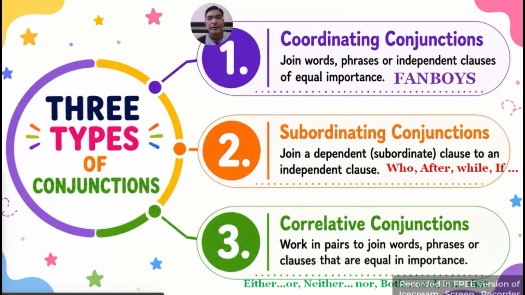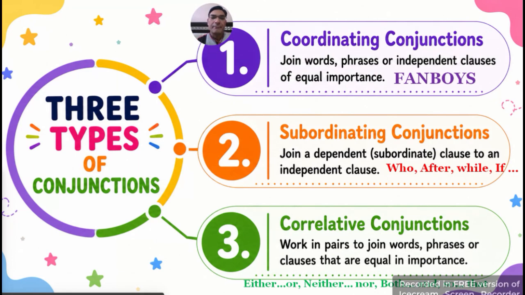Now, the third one is the correlative conjunctions. Correlative conjunctions are the combination of coordinating and subordinating conjunctions in the form of pairs. There are conjunctions where some of them are from coordinating, some are from subordinating, which get a partner and then they become correlative conjunctions.